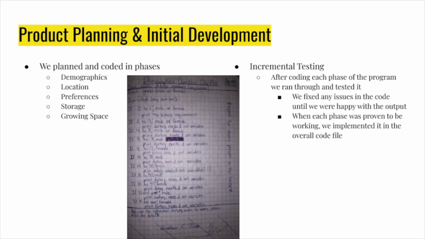While planning our code, we divided the tasks we were seeking to complete into 5 main categories, including demographics, location, preferences, storage, and growing space. We then planned and coded individual phases before adding them to the larger file we refer to as the overall code. The image from that slide of our demographics code plan is presented so you can better see what our planning process was like.